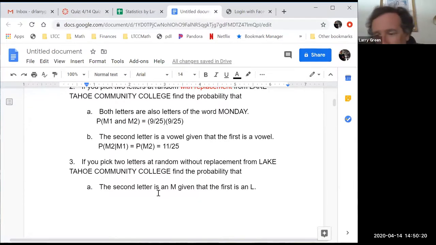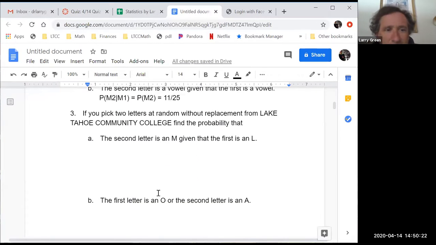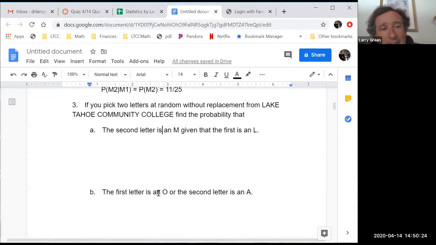Okay, let's look at number 3. If you pick 2 letters at random without replacement from Lake Tahoe Community College, find the probability that the second letter is an M, given the first is an L. What's the big difference about problem number 3 that's different from problem number 2?